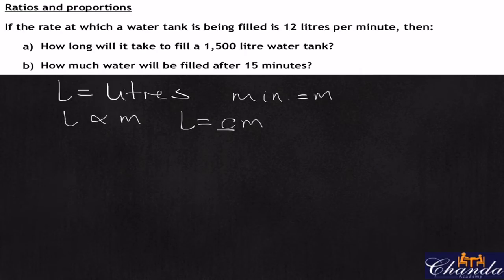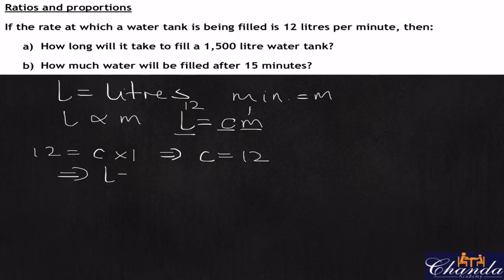What we now need to do is figure out what that constant of proportionality is, using the figures they've already given us. It says the water is being filled at 12 liters per minute. So 12 is equal to C times 1, because I've simply replaced M with a 1 and L with a 12. Therefore, C is equal to 12. So the formula that we're working with is L equals 12M.